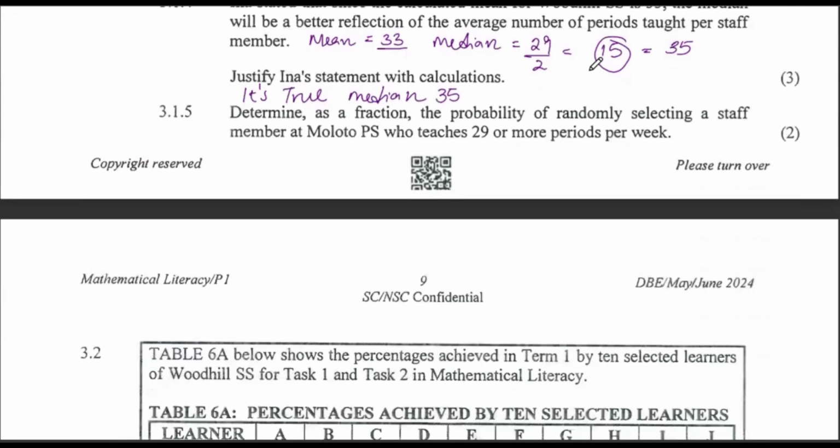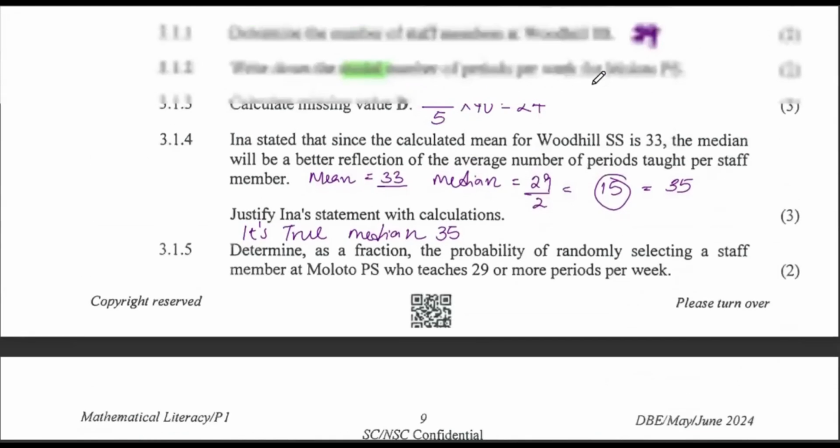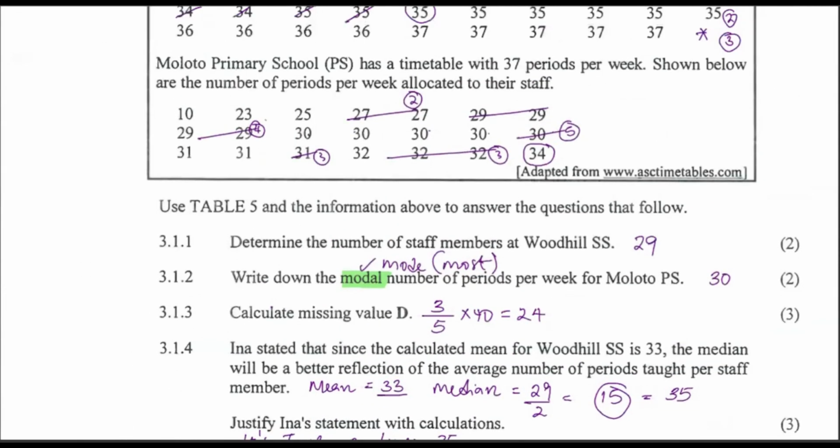Okay. Determine as a fraction the probability of randomly selecting a staff member at Moloto PS who teaches 29 or more periods per week. Moloto, now we are coming here. 29 or more.